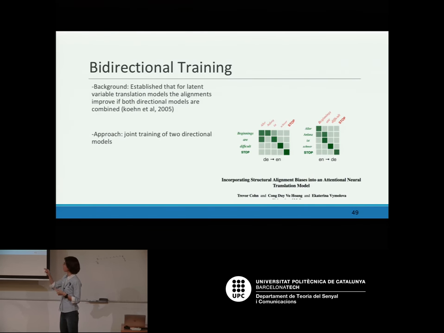Then bidirectional training, so that you do attention from left to right and from right to left, in the two directions. This idea is taken, like many other ideas, from the statistical machine translation approach, where you perform word alignment in one direction and in the other. Here it's more or less the same idea: you do the attention from German to English and from English to German, and then you combine both of them.